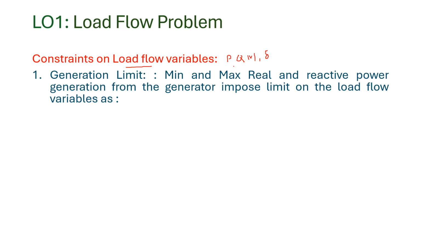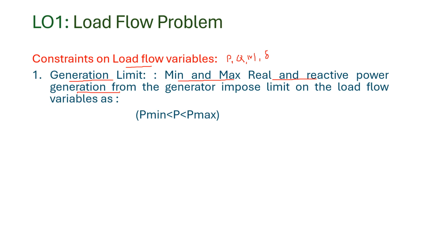But all of these variables are constrained due to some limitations. So what is the first? It is a generation limit. What is generation limit? Every generator in the system is designed to operate at some rated power. So the minimum and maximum real and reactive power generation from the generator impose limits on the load flow variables.